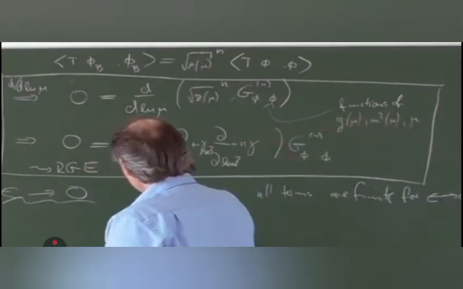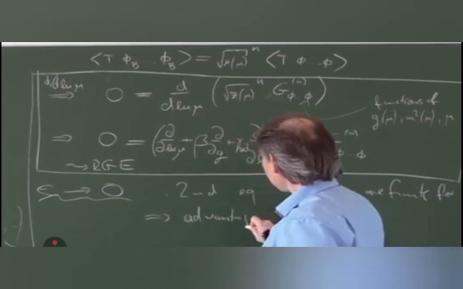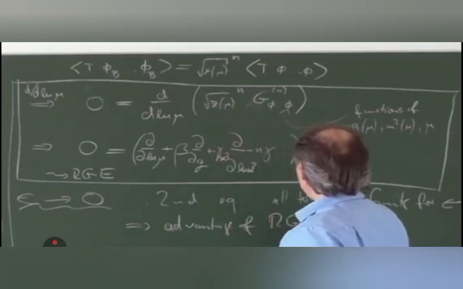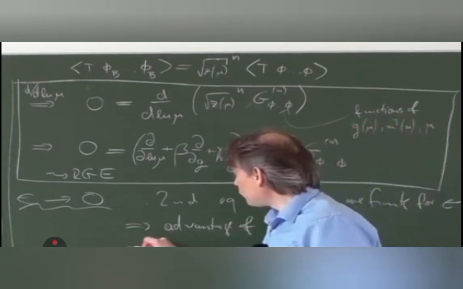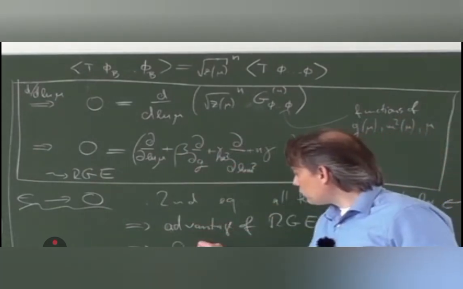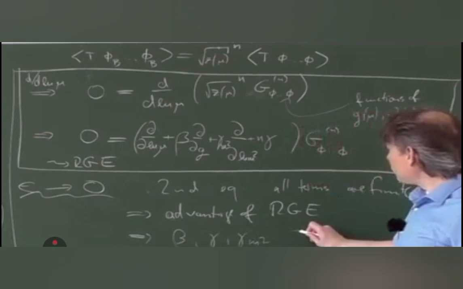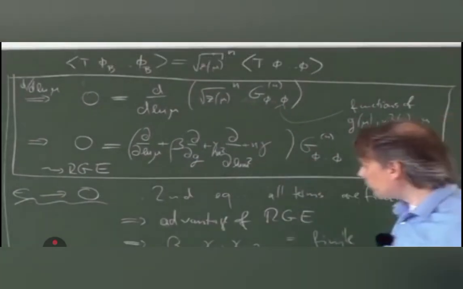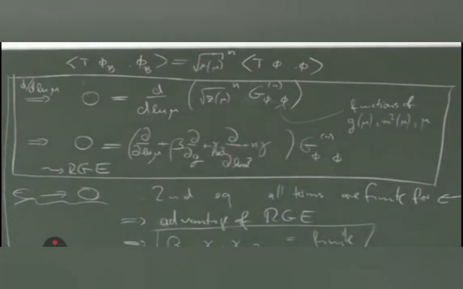So this is the advantage of this second equation, which is the actual renormalization group equation. As a byproduct, we see from this that in particular the beta, gamma and gamma m square functions must be finite as well. Otherwise the equation would be inconsistent.